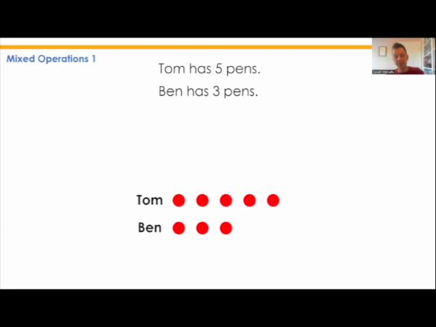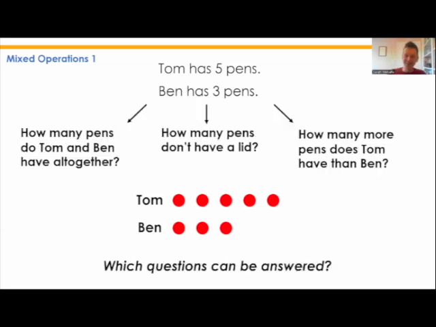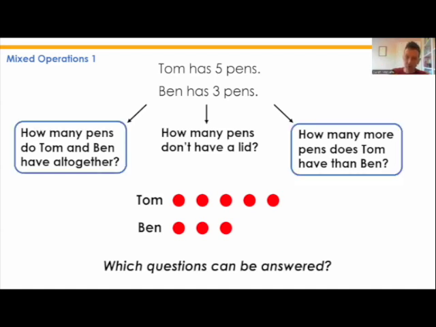So Tom has 5 pens. Ben has 3 pens. We have the visual representation. And then we have a look. Which questions can be answered? And the children have a think about this. How many pens do Tom and Ben have altogether? How many pens don't have a lid? And how many more pens does Tom have than Ben? And the children have to think, they discuss, then we come to see those 2 questions can be answered. We can't answer how many pens don't have a lid. We haven't got that information.